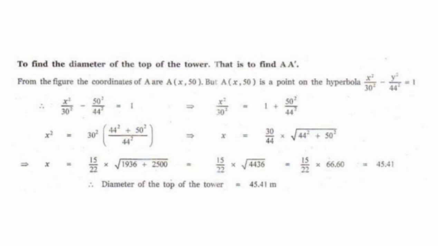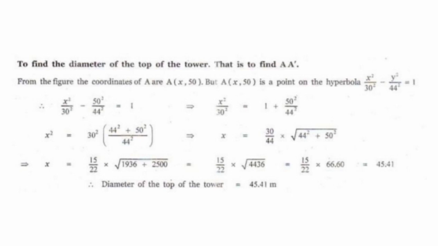So what we're going to do is substitute the 50 that we got from the first part. So that will be x squared over 30 squared minus 50 squared over 44 squared is equal to 1. So the process is x squared over 30 squared equals 1 plus 50 squared over 44 squared, and x squared is equal to 30 squared. We've just transposed this 30 squared, so it will turn to multiplication. So 30 squared times (44 squared plus 50 squared) over 44 squared, that will turn to x is equal to 30 over 44 times the square root of 44 squared plus 50 squared.